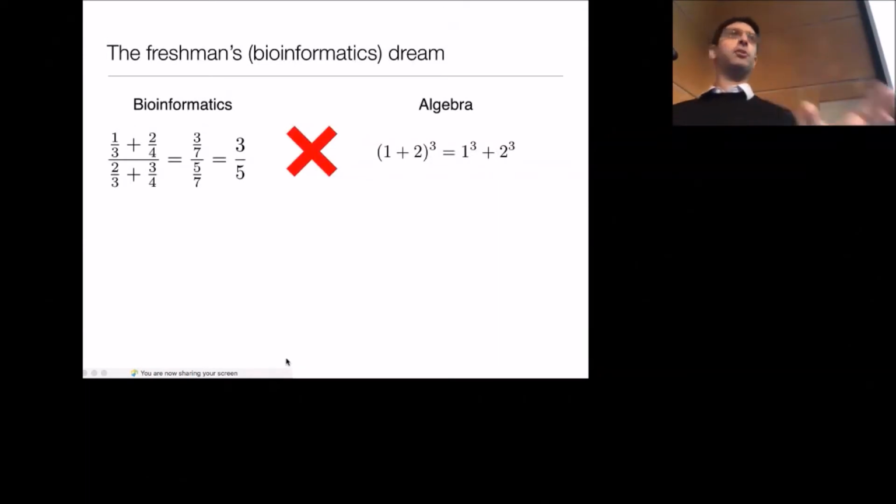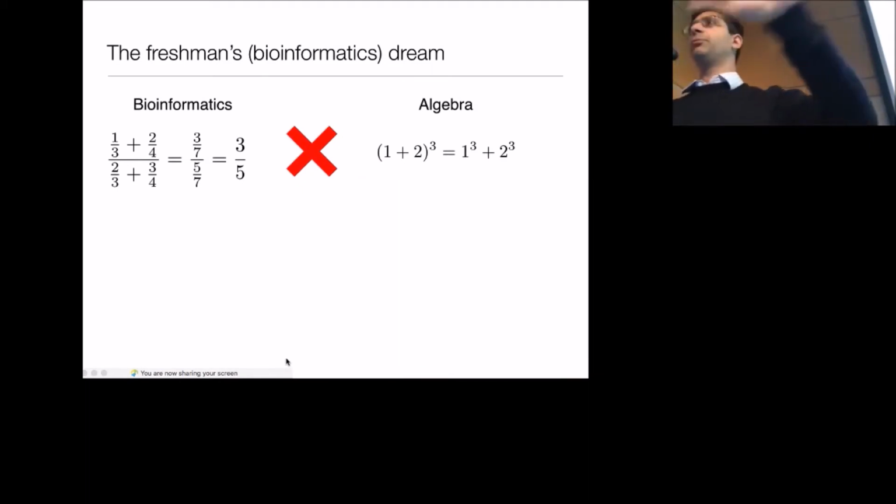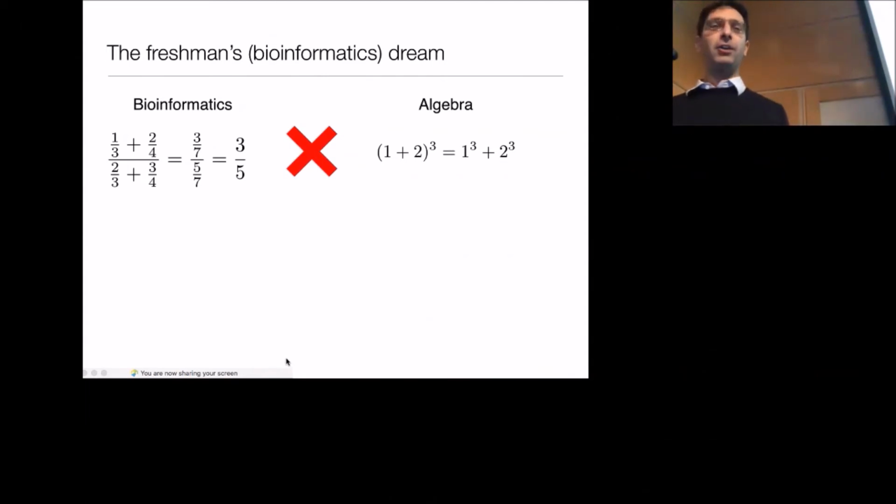The actual math, if you're interested, boils down to the fact that you can't add up fractions by saying a third plus 2/4 is 3/7. You're not supposed to add the numerators and the denominators separately. I call this the freshman's dream, because I've taught calculus for many years, and the freshmen love to do things this way. It's kind of like in algebra, you do that.